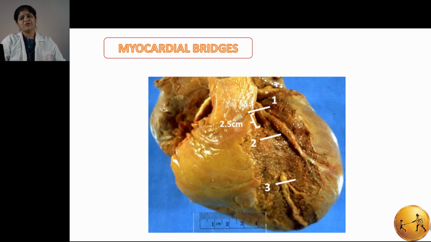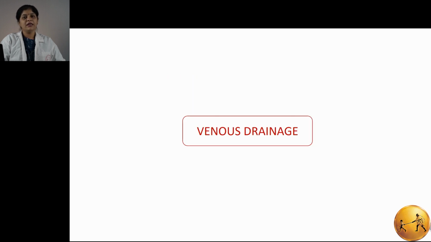Now there is a concept of myocardial bridges. When an artery passes through the muscle and again comes up, this particular region is called a myocardial bridge. So this is the artery, that is the left coronary artery, which passes below the muscle and again comes up. The artery which is passing beneath this muscle is called a tunnel artery, and the muscle mass which is present over the coronary artery is called a myocardial bridge.